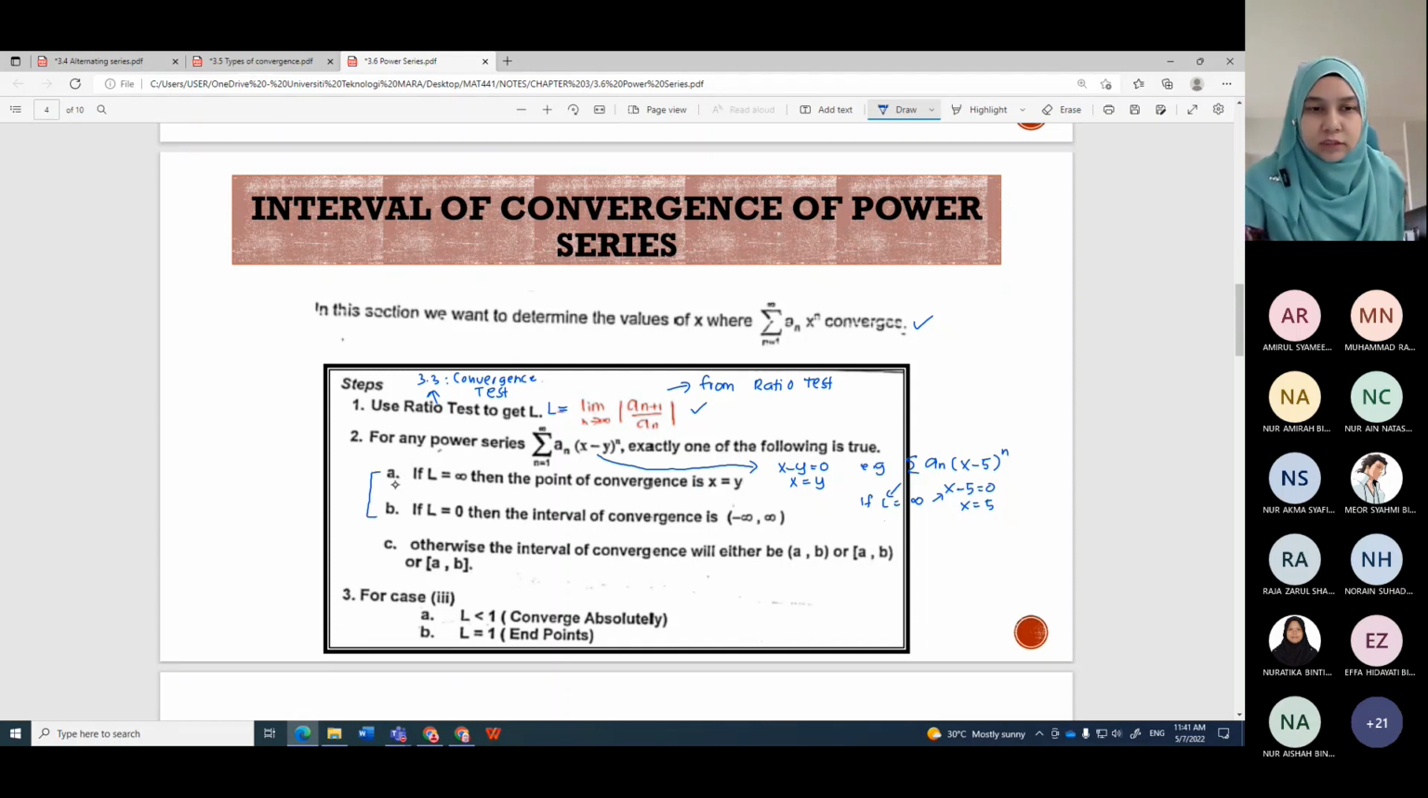Ni yang pertama. So yang kedua, if L is equal to 0, then the interval of convergence is from negative infinity to positive infinity. So kita dapat ni interval of convergence.